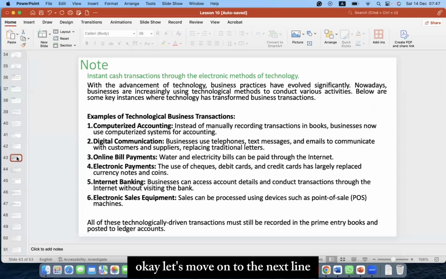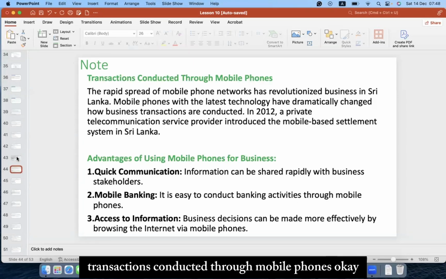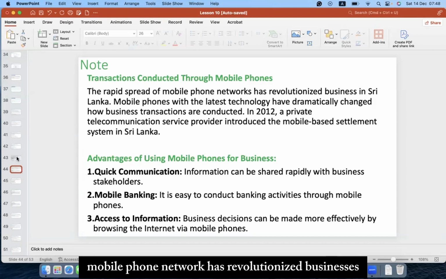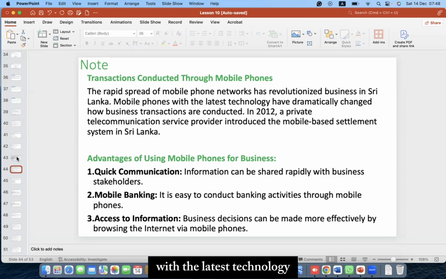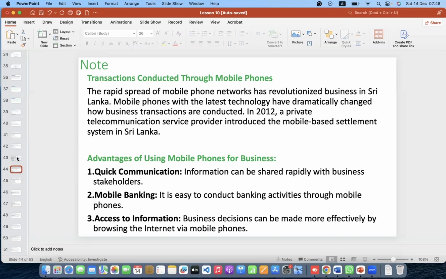Okay, let's move on to the next slide. Transactions conducted through mobile phones. The rapid spread of mobile phone networks has revolutionized businesses in Sri Lanka. Mobile phones with the latest technology have dramatically changed how business transactions are conducted. In 2012, a private telecommunication service provider introduced a mobile-based settlement system in Sri Lanka.